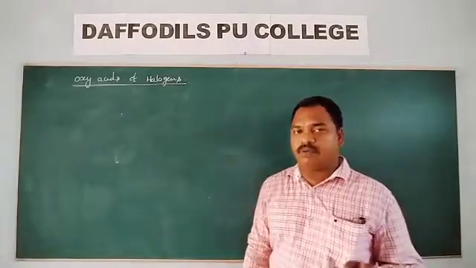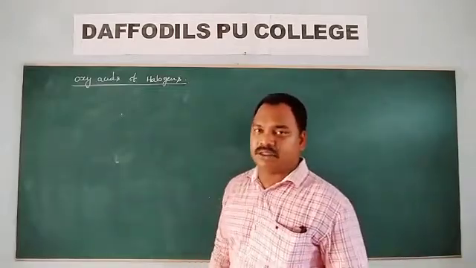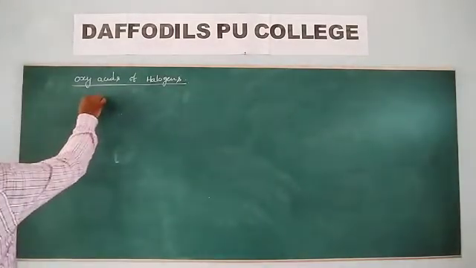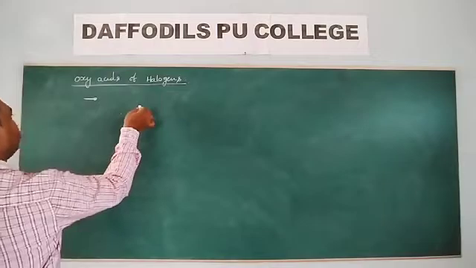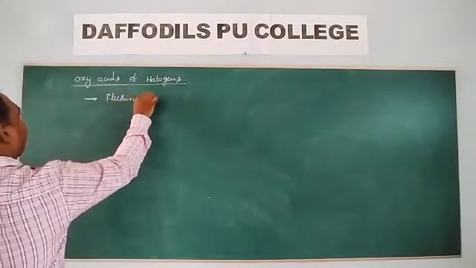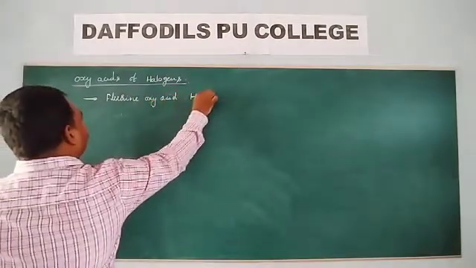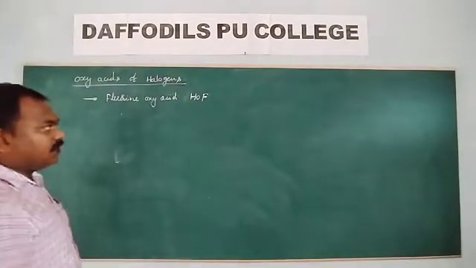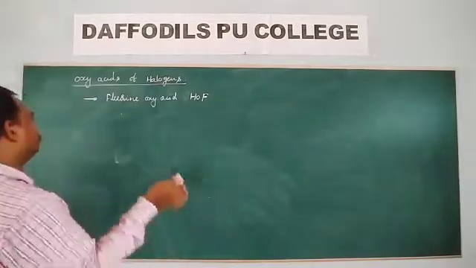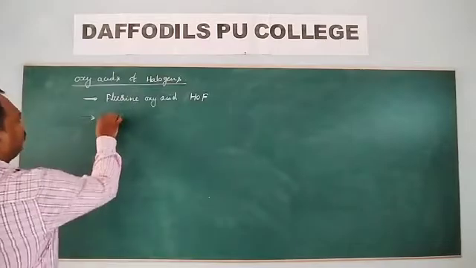Fluorine has only one oxyacid, and that one is hypofluorous acid, HOF. And this HOF is very unstable. Hence, we are not going to discuss that. Now look at the chlorine oxyacids.